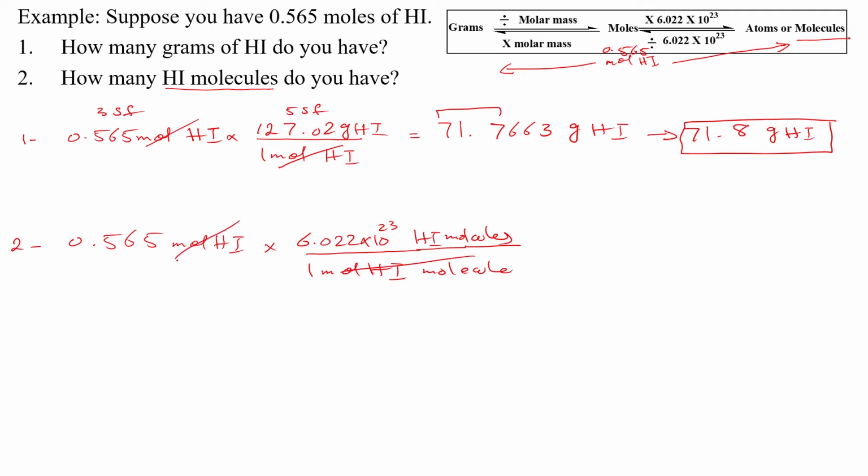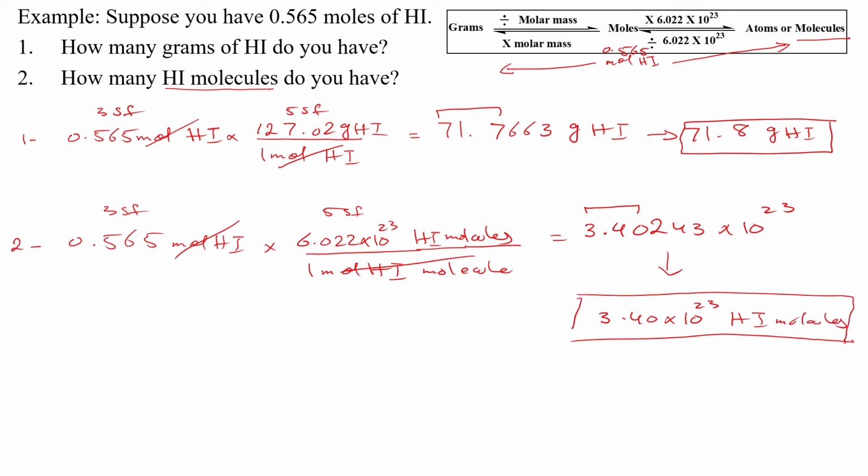So this is cancelled and your answer is 3.40243 times 10 to the 23. We have 3 sig figs here, 5 sig figs here. So 3 sig fig is going to be in your answer. So it will be 3.40 times 10 to the 23 hydrogen iodide molecules.